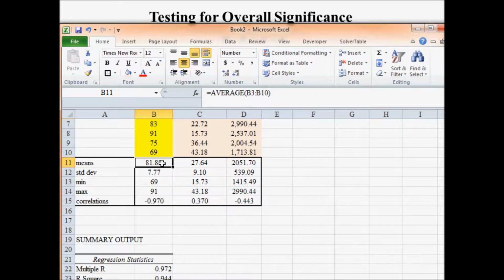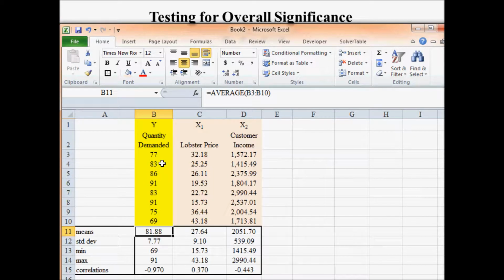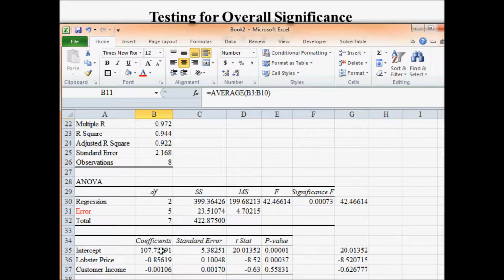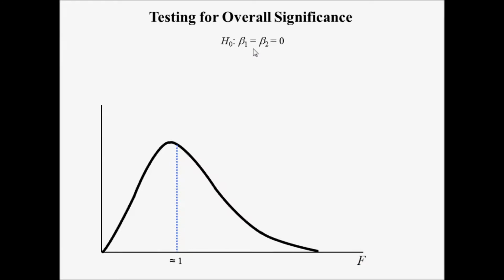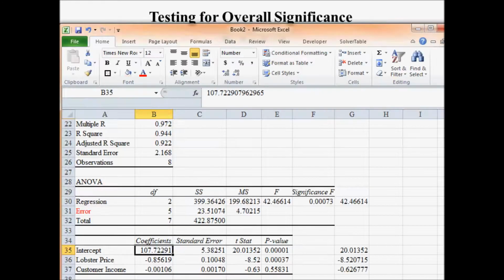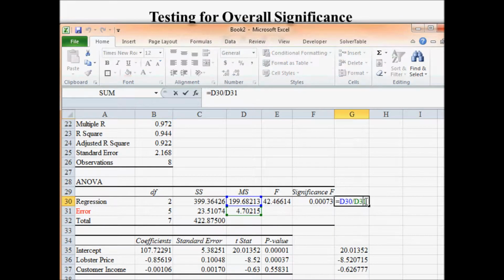But that is not the case here, is it? The sample mean of y is 81.88. b0 is 107. So this tells me that I'm probably going to end up rejecting this hypothesis. Now the F-stat, if you remember, is the ratio of what you can consider the variance of y hat and the variance of the estimated errors.